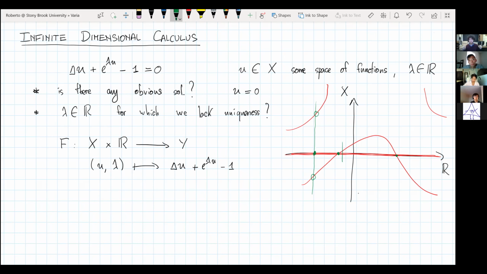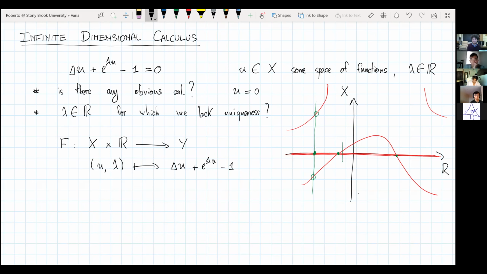So the goal now is to develop the theory that leads to the implicit function theorem in this more general setting of spaces of functions, which are a priori spaces of infinite dimension, and see what we can get out of there, to see if we can spot these points where two branches cross, and so points where for nearby values of lambda we have non-uniqueness.